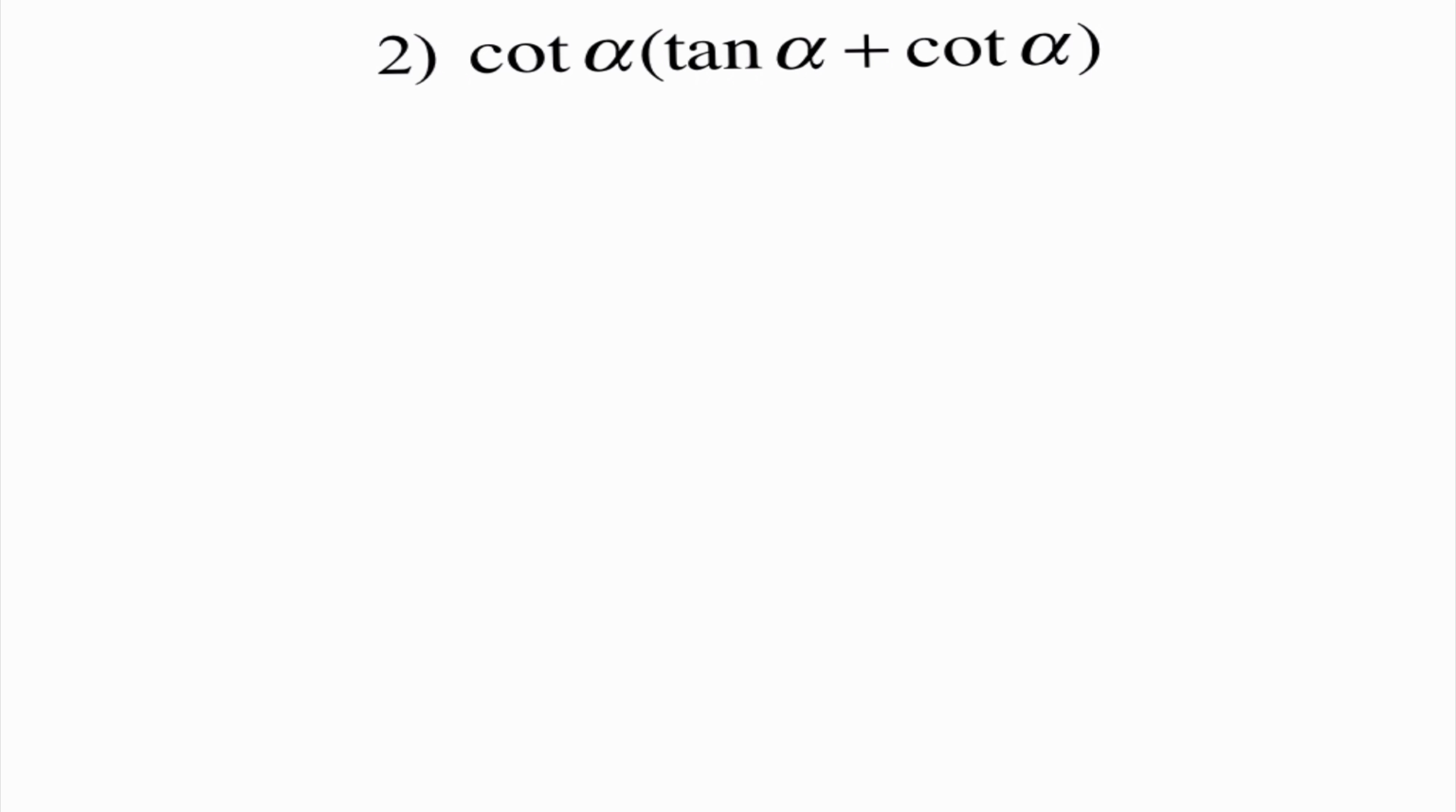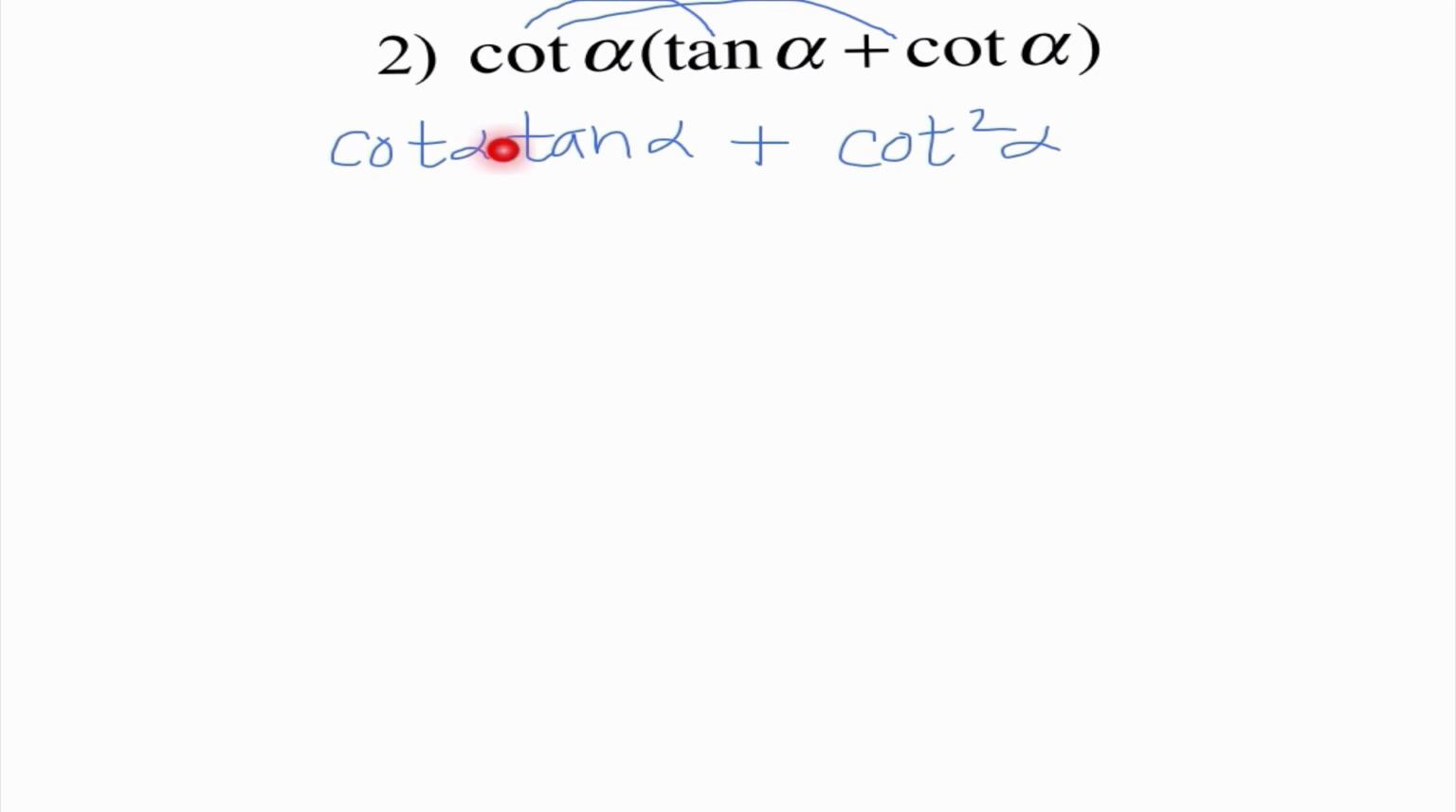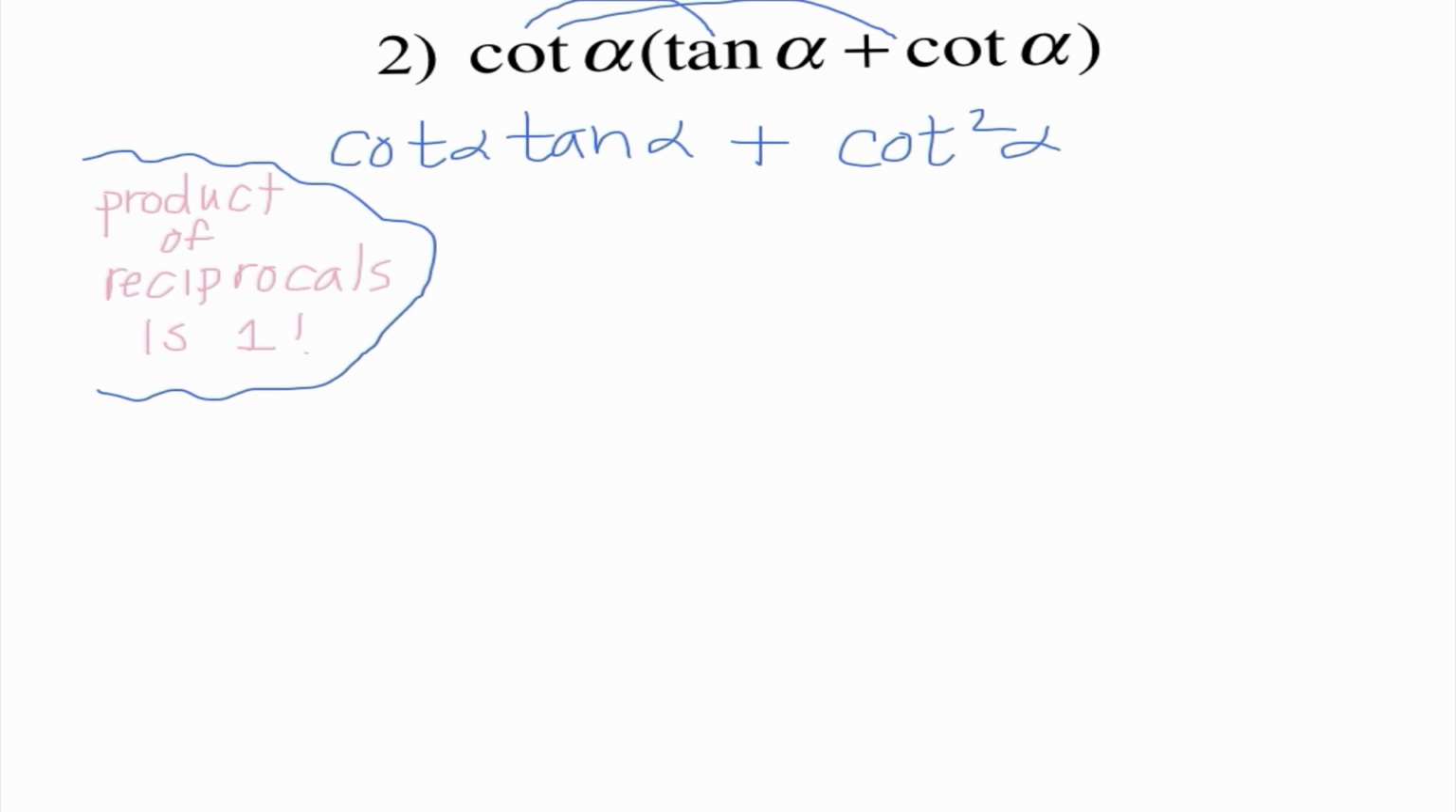What I'm going to do here is start by distributing cotangent. And the reason why I'm choosing to distribute this rather than deal with these separately is because I foresaw cotangent times tangent. The reason why this becomes really important is because the product of any 2 reciprocals is always 1. And I foresaw that these 2 are going to be reciprocals of each other, so that makes it much easier for me to work with. So I have 1 plus cotangent squared.